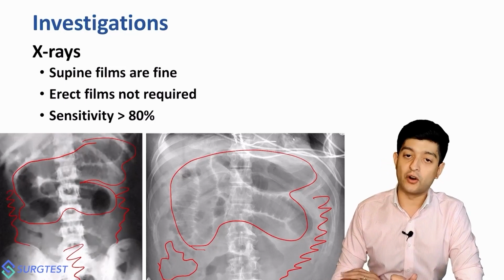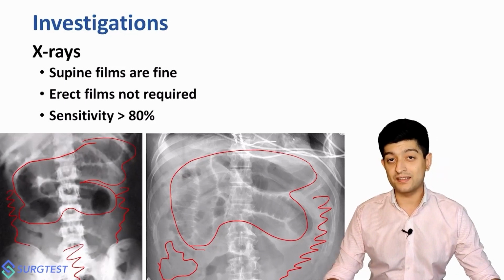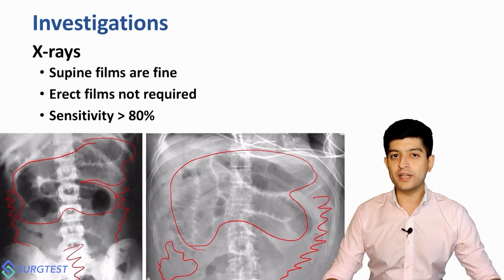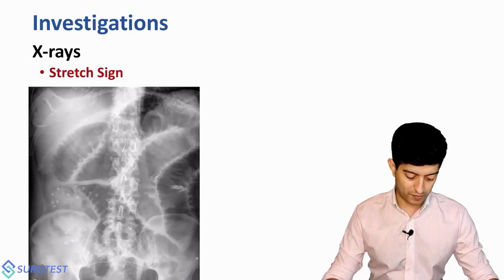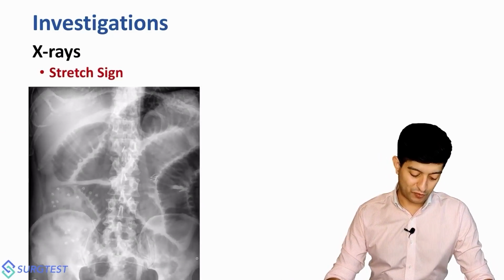The sensitivity of a supine X-ray in diagnosing intestinal obstruction exceeds 80%. So usually the first line investigation in most centers, be it private or public. The stretch sign is particularly important.